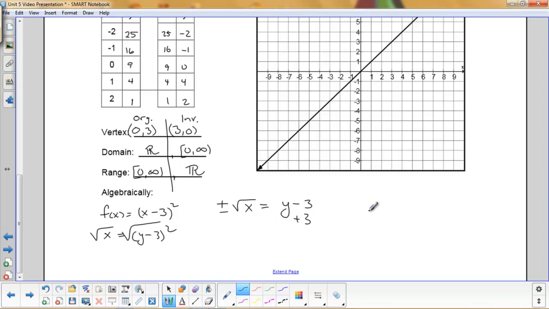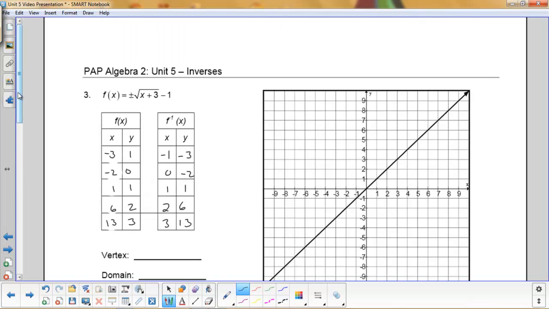Remember, that goes on the outside. So now I get y equals plus or minus the square root of x plus 3. The last step is to put it back in function notation. So f negative 1 of x equals plus or minus the square root of x plus 3. And that's your final step for that particular problem.